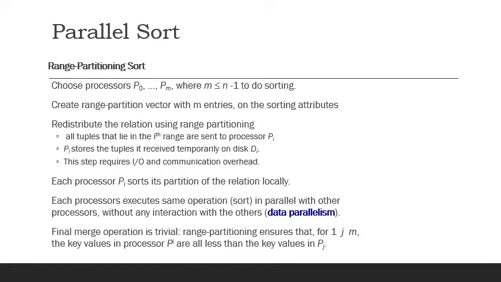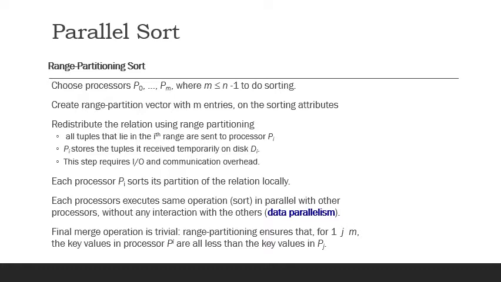If the relation has been partitioned in any other way, we can sort it in one of two ways. First, we can range partition it on the sort attributes and then sort each partition separately. Second, we can use a parallel version of the external sort merge algorithm. Let's first see the range partition sort. Range partition sort works in two steps: first, range partitioning the relation, then sorting each partition separately.